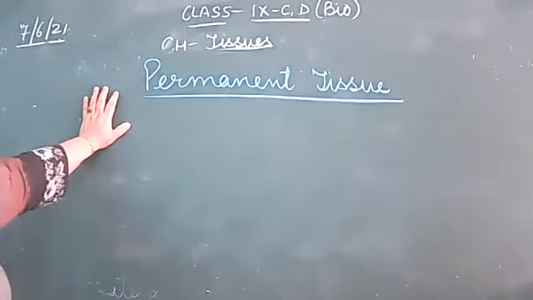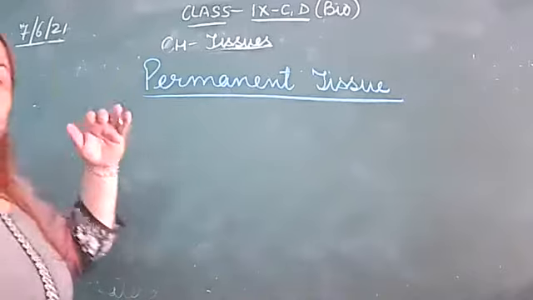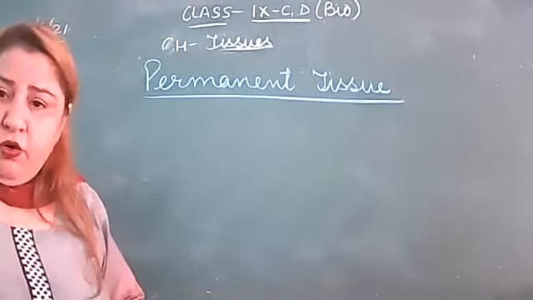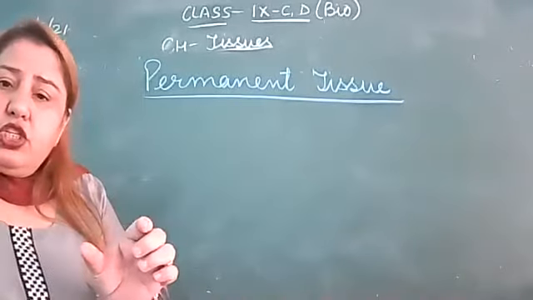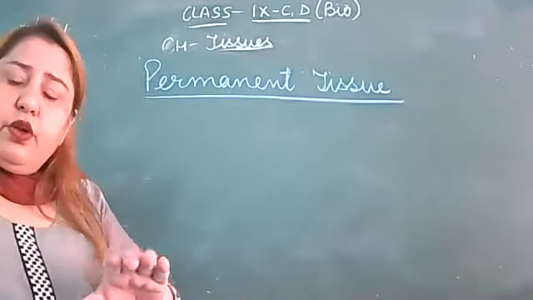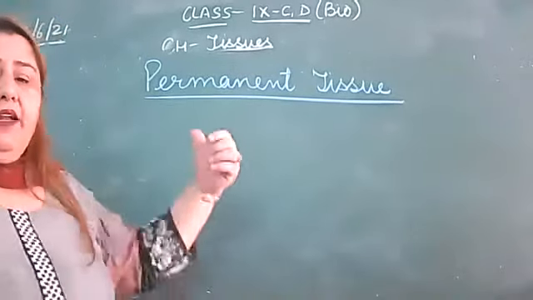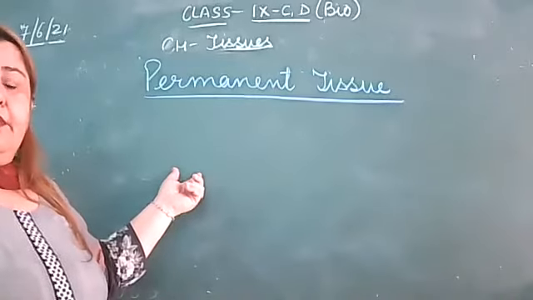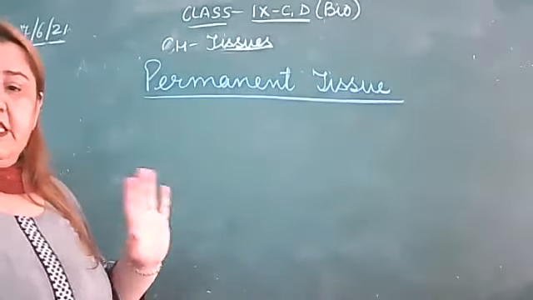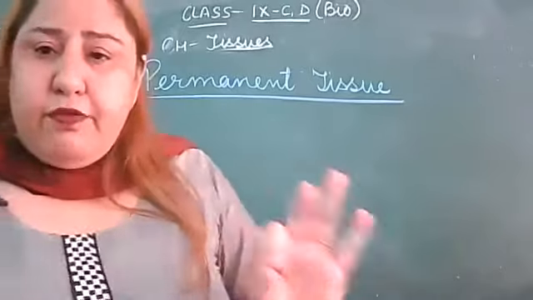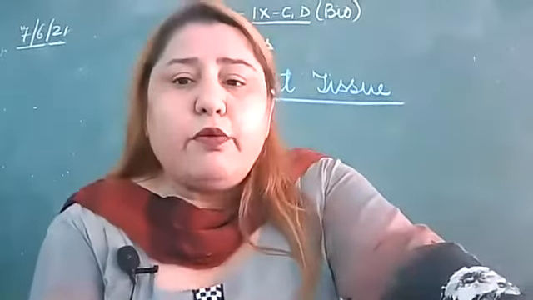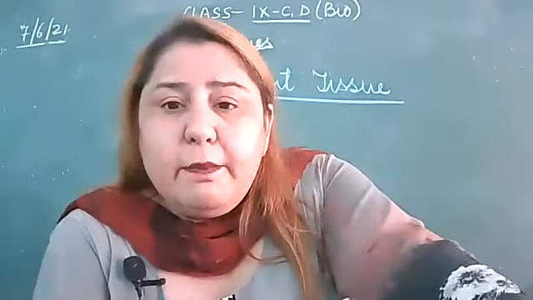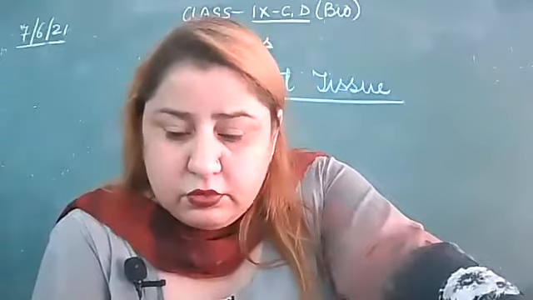That means when the meristematic tissue जो grow कर रहे थे, when these tissues lose their ability to divide and grow, at that time the permanent tissues are formed. Is it clear how permanent tissues are formed? Permanent tissues are formed from the meristematic tissues, right? When they lose the ability to divide and grow, right beta?